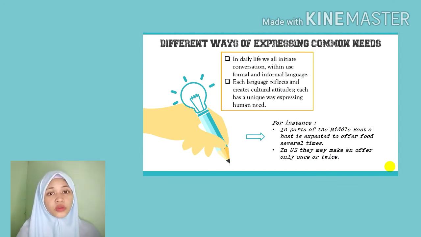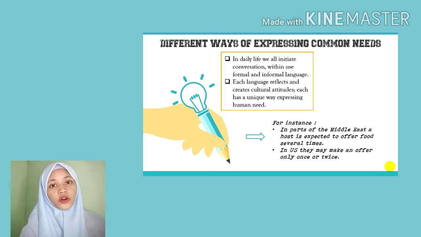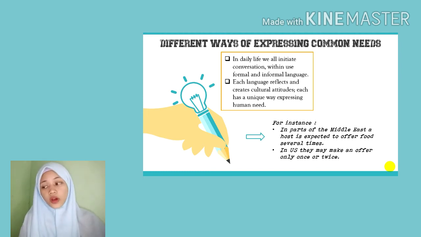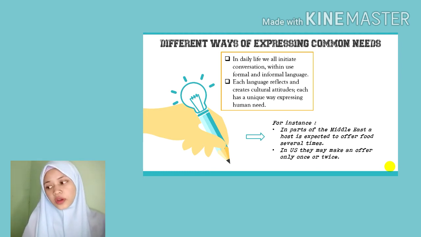Make sure that you know the time, the place, or with whom you should speak formally or informally. In daily life, we also use formal or informal conversation, for example giving praise, expressing disagreement, seeking information, or extending an invitation. Different places also have different languages, and each language reflects and creates cultural attitudes. Examples of phrases and expressions of common needs.